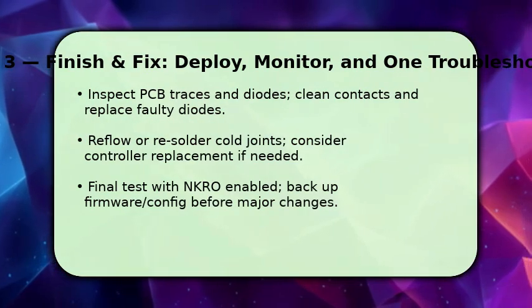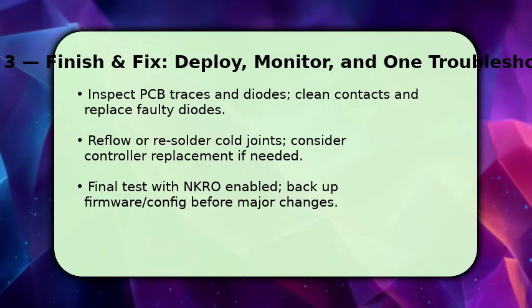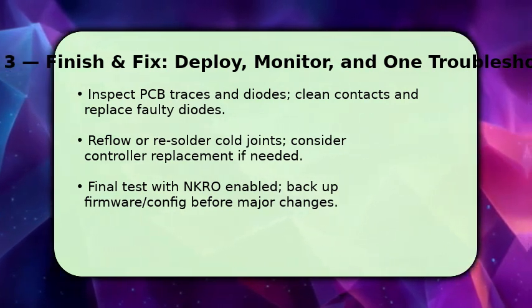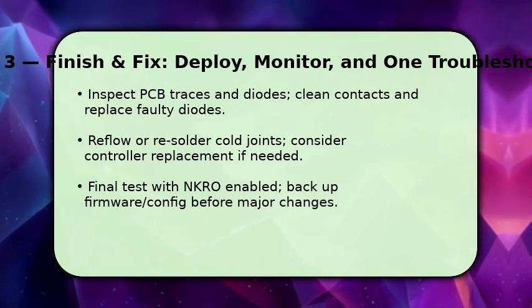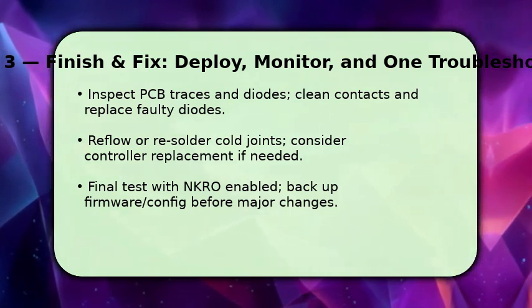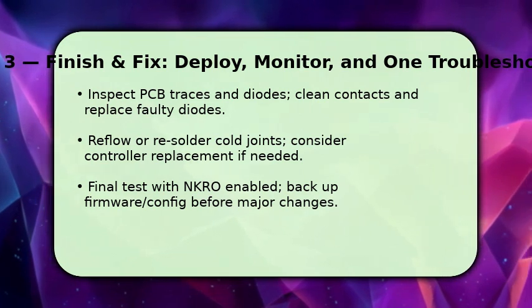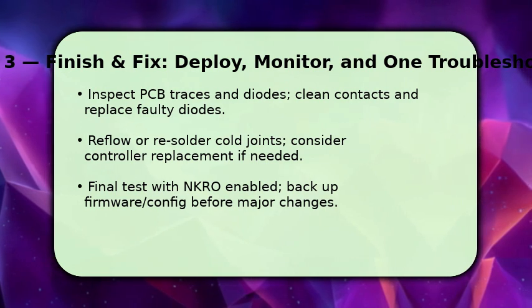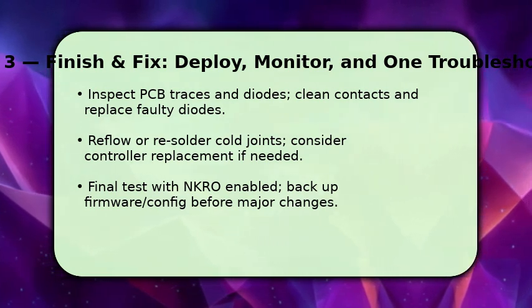Finally, address hardware. Open the keyboard and inspect the PCB for damaged traces or missing diodes. Clean contacts with isopropyl alcohol and replace any defective diodes that interrupt key matrix isolation. If you find cracked solder joints, reflow or resolder them carefully. In severe cases, replace the controller board.